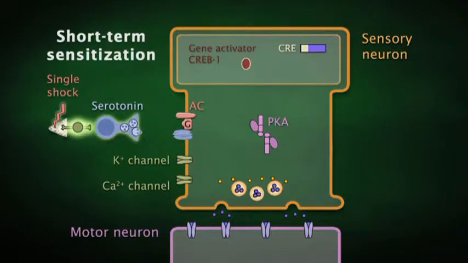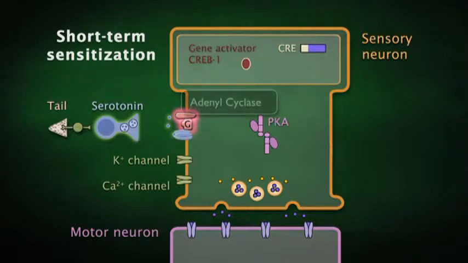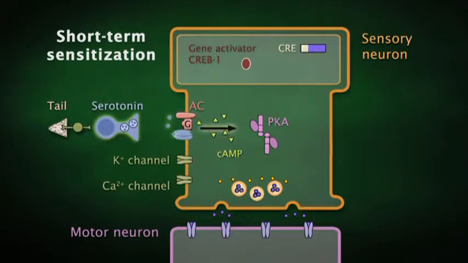We activate serotonergic cells. These release serotonin. Serotonin is recognized by a serotonergic receptor in the presynaptic sensory neurons. These engage an enzyme called an adenyl cyclase that converts ATP to cyclic AMP. Cyclic AMP is a second messenger. There are lots of different second messengers. They all have the same function. They carry information from the membrane surface to the molecular machinery inside the cell.